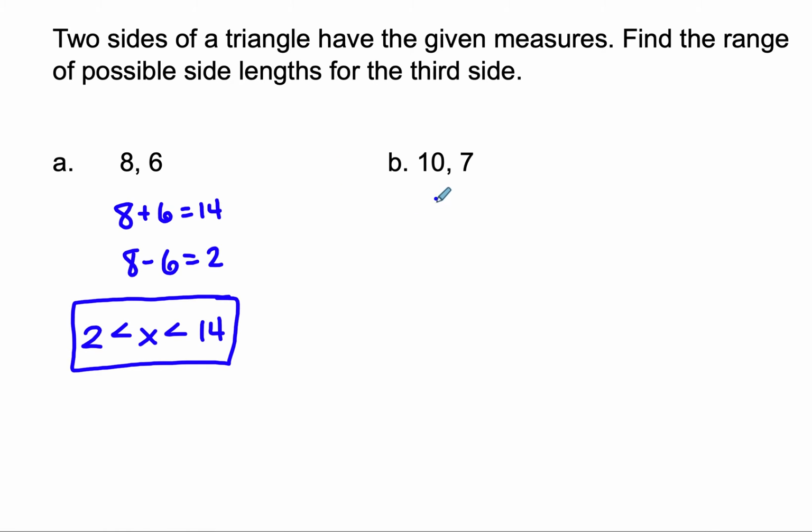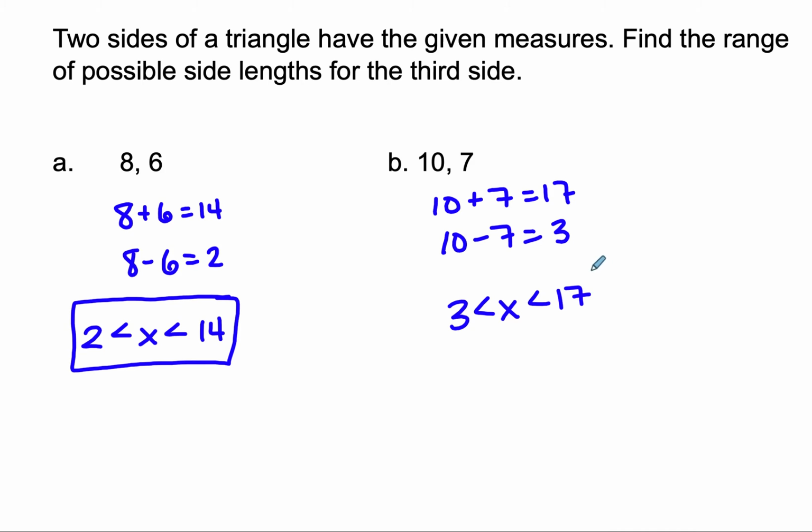Let's try B. We're going to add and subtract with our numbers. So 10 plus 7 is 17. 10 minus 7 is 3. So my answer is going to be 3 is less than x, which is less than 17. Any number in between 3 and 17 would work for the third side of the triangle.